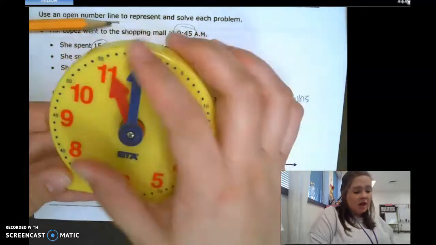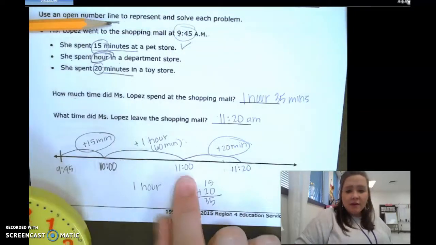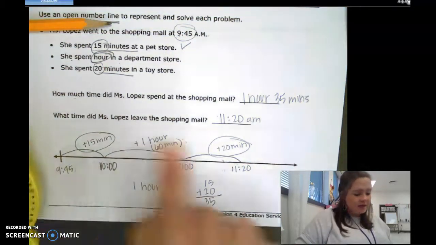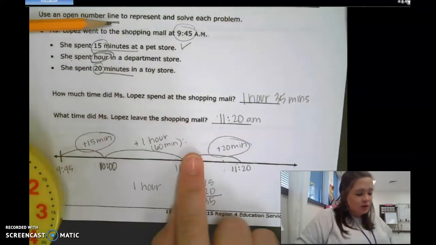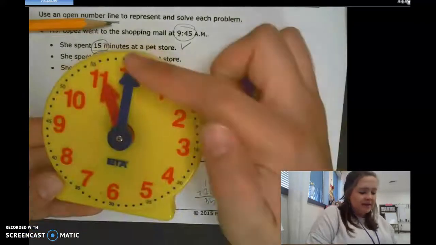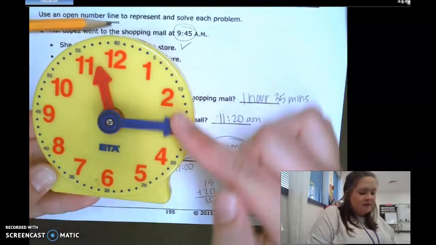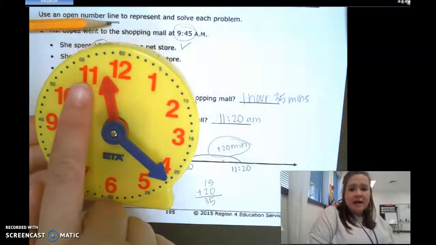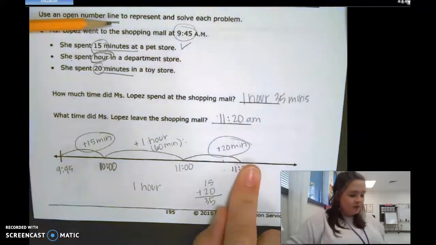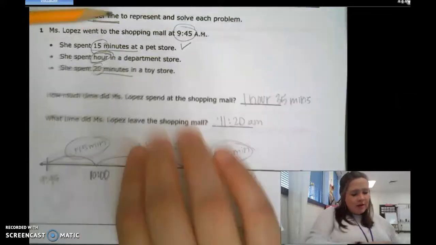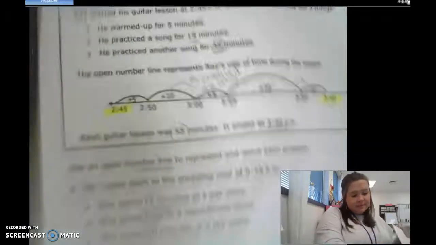So that puts me at 11 o'clock, which is what we said, plus 1 hour. Then she spent 20 minutes in a toy store, so I'm going to go an additional 20 minutes. 5, 10, 15, 20. That puts me at 11:20. Good job. All right, let's keep practicing.